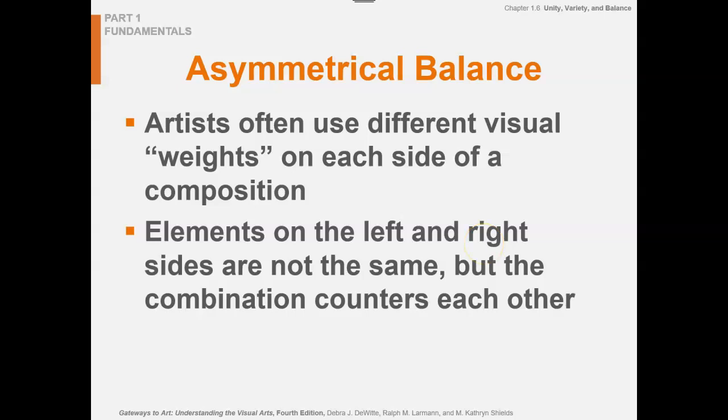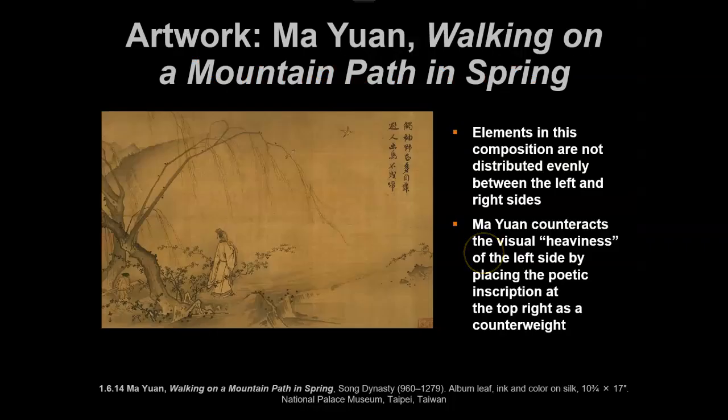When we look at asymmetrical balance, this is where the weights are very different in the composition. So you've got different visual weights. There might be elements on the left and on the right that are not the same, but together they're going to counterbalance each other. This is a Japanese print, and this piece right here is a great example of asymmetrical balance. In a lot of Japanese artwork, there's a lot of use of that.